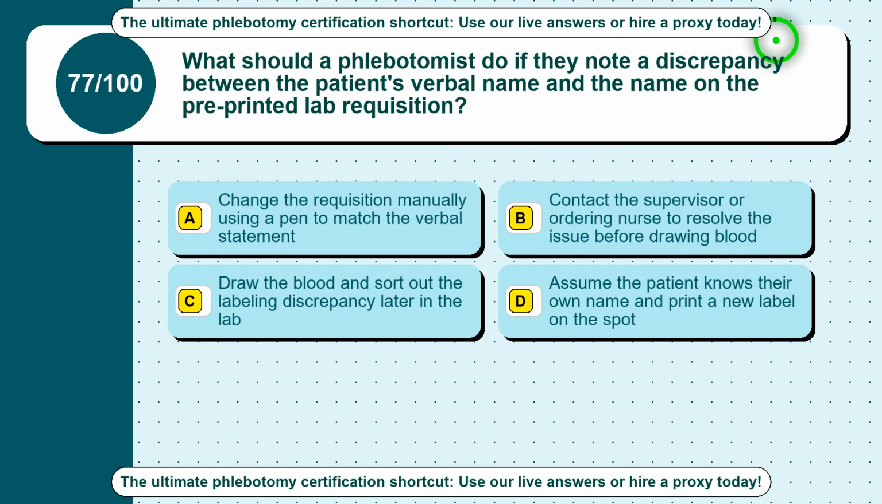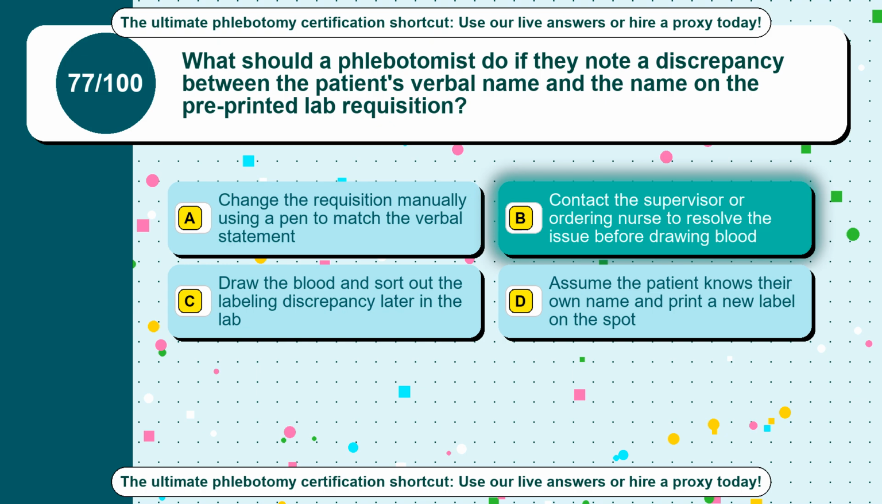Question 77. What should a phlebotomist do if they note a discrepancy between the patient's verbal name and the name on the pre-printed lab requisition? Option A. Change the requisition manually using a pen to match the verbal statement. Option B. Contact the supervisor or ordering nurse to resolve the issue before drawing blood. Option C. Draw the blood and sort out the labeling discrepancy later in the lab. Option D. Assume the patient knows their own name and print a new label on the spot. The correct answer is option B.